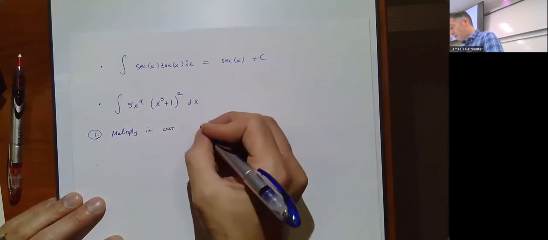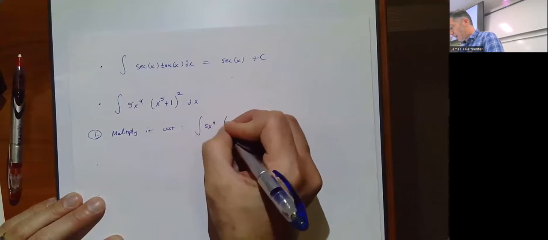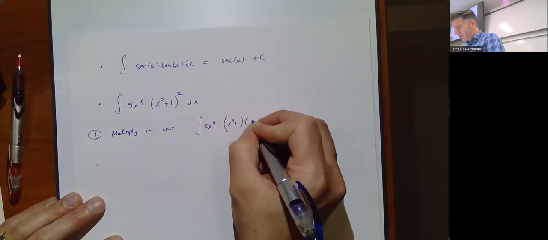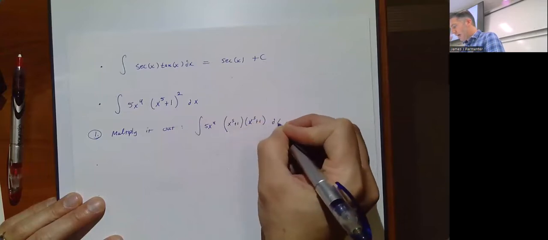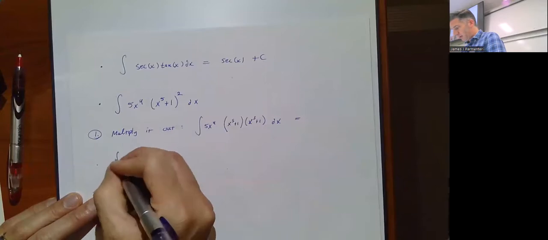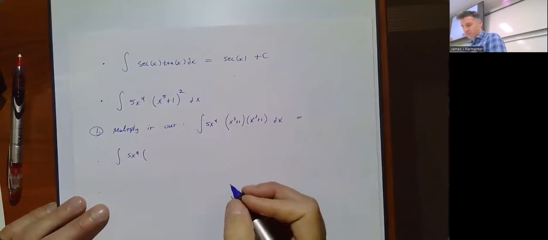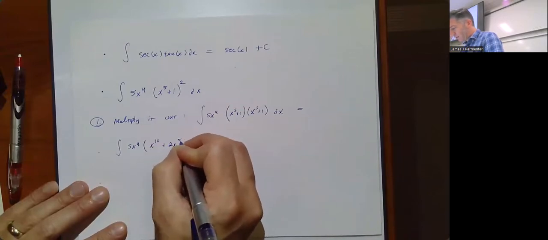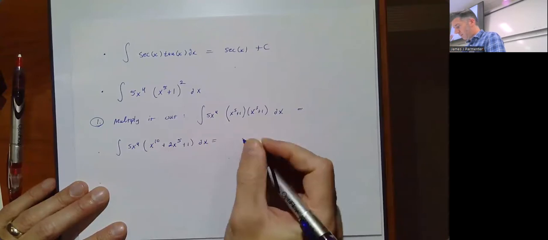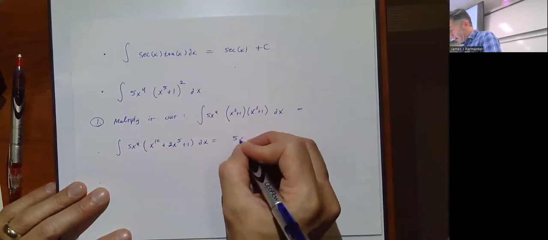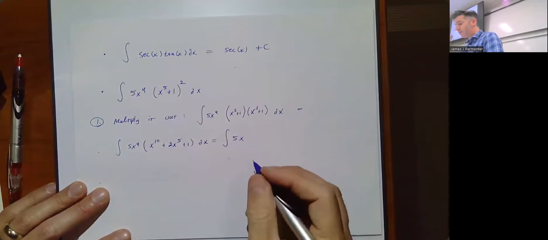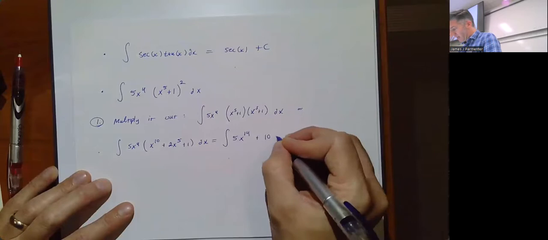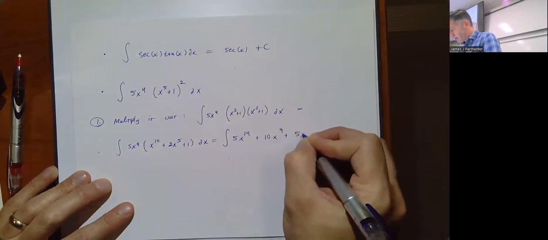So we're going to have the integral of 5x to the 4th times, I've got to FOIL this out, x to the 5th plus 1 times x to the 5th plus 1, dx. This is going to be the integral of 5x to the 4th times x to the 10th plus 2x to the 5th plus 1, which is the integral of 5x to the 14th plus 5 times 2 is 10x to the 9th plus 5x to the 4th.